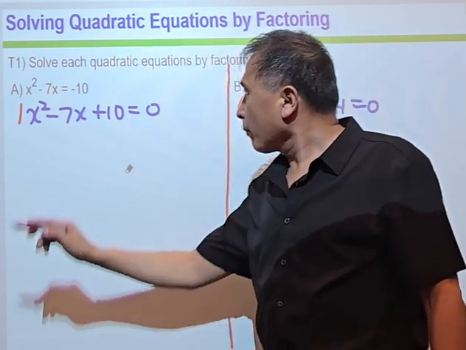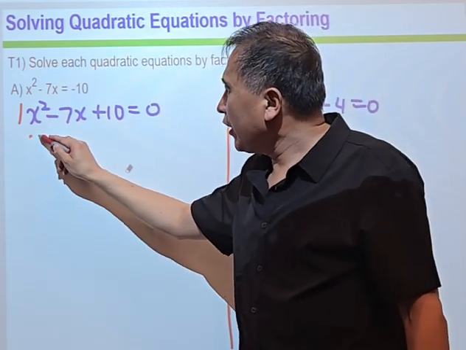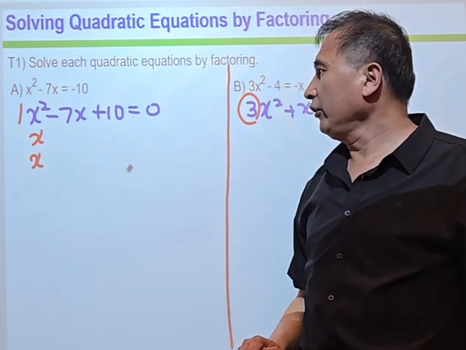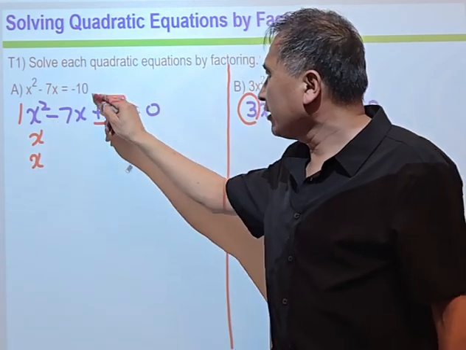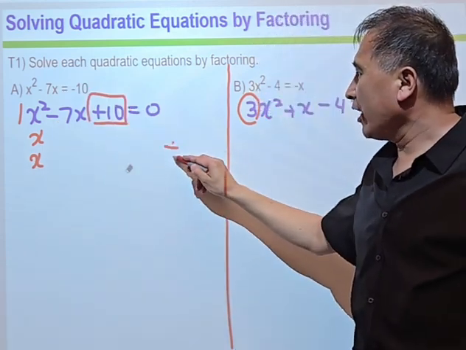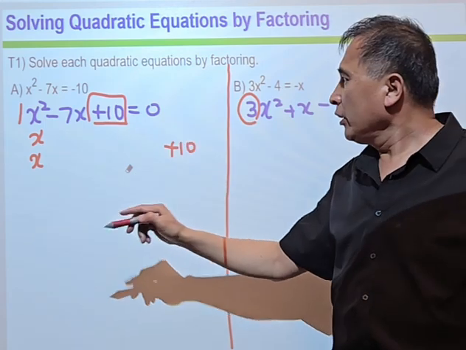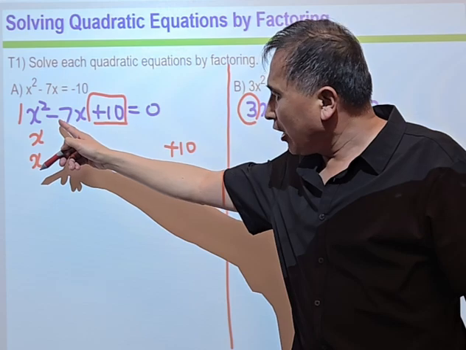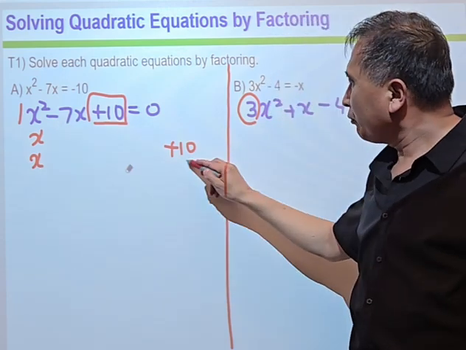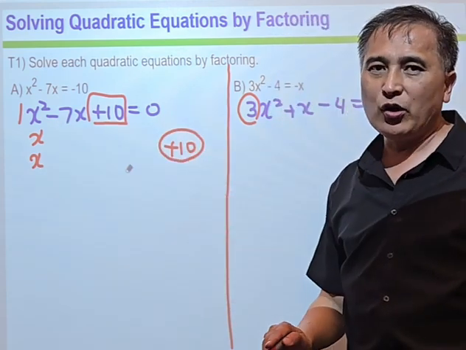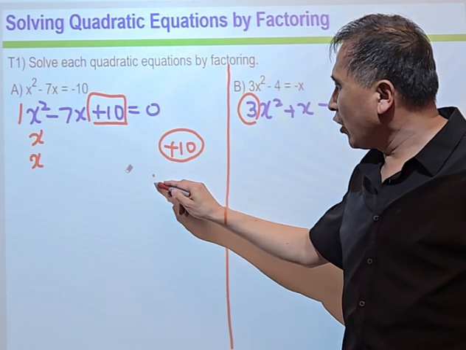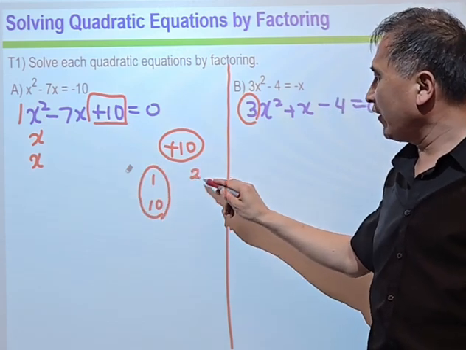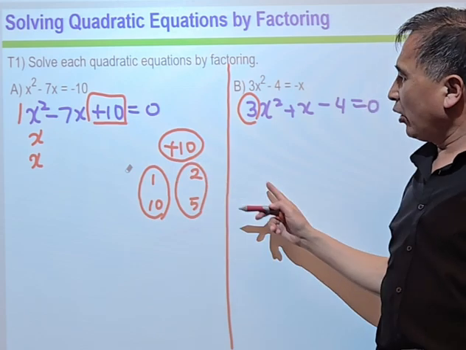To do that, x squared we factor as x times x right here. Now, the constant is plus 10, because we're going to find two numbers that multiply to plus 10 and add to minus 7. So let's find the factors of 10. 1 and 10 is one pair, right? And 2 and 5. And there are no more, right?